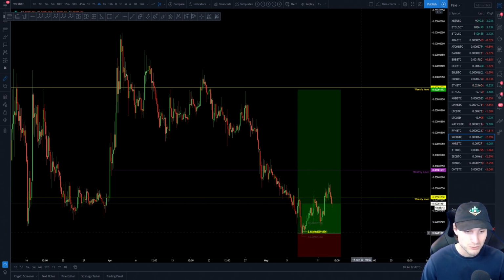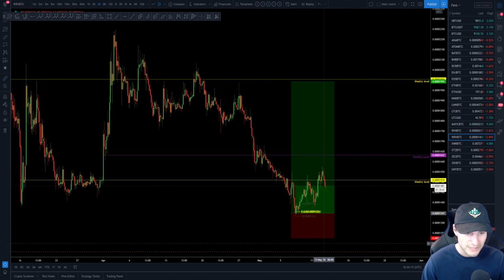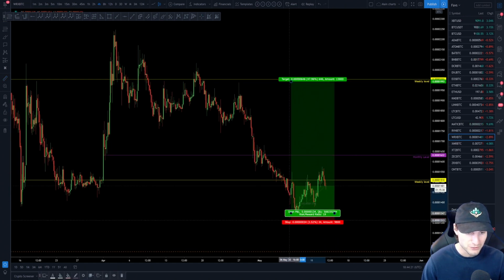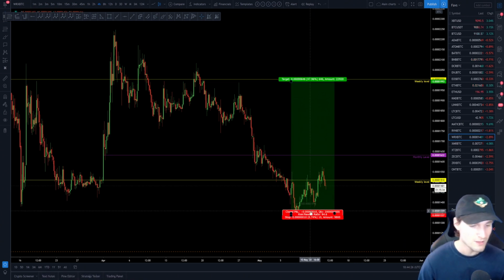I have then moved my stop loss up to break even, so there's no way I can lose any money on this trade. So basically it looks like this for me now. The stop is break even, and I've hit my take profit one.